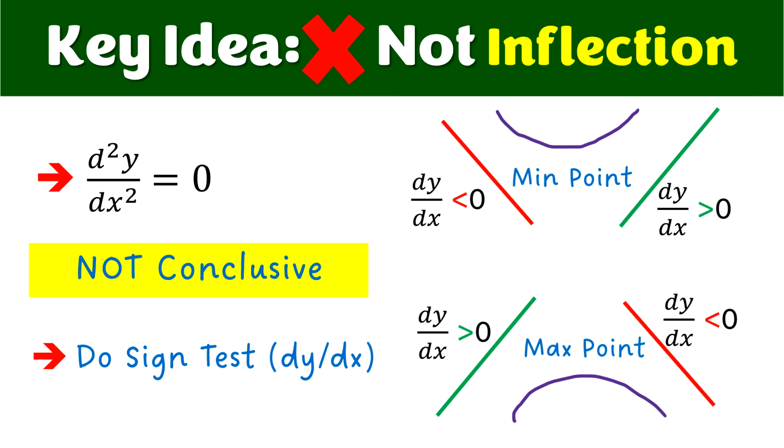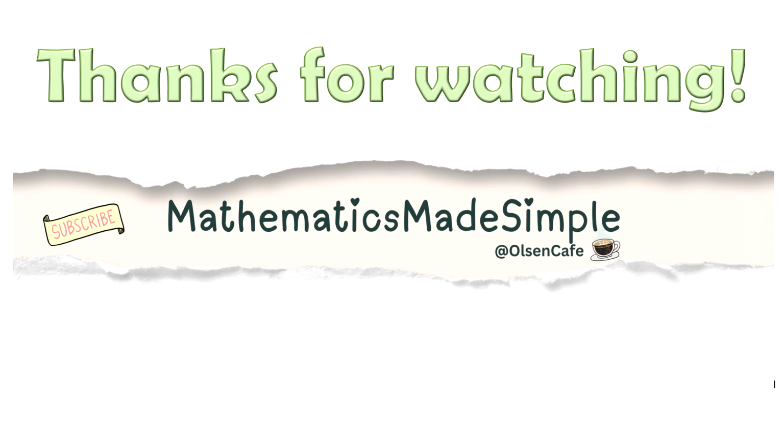So never skip this sign test. Never skip this test. So therefore, next time when you see that the second derivative is equal to 0, don't jump to a conclusion. Always check the sign test.